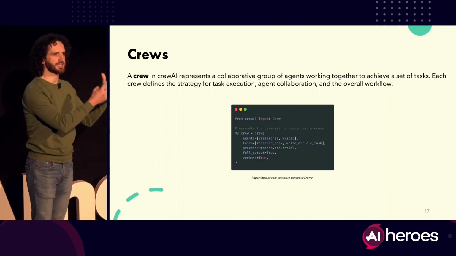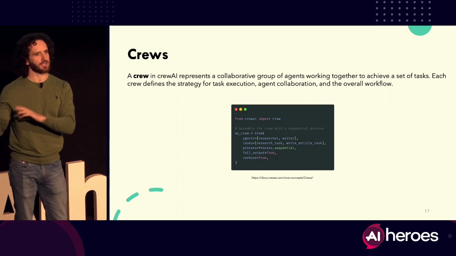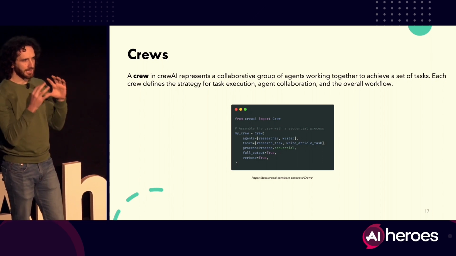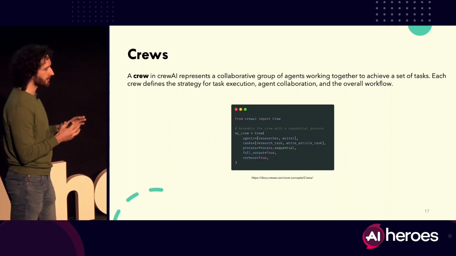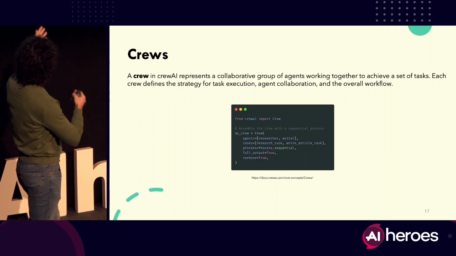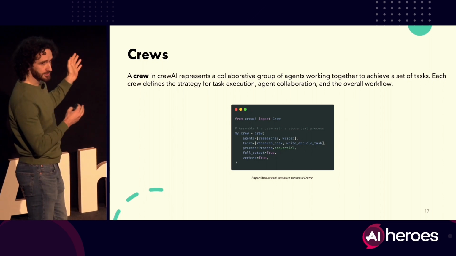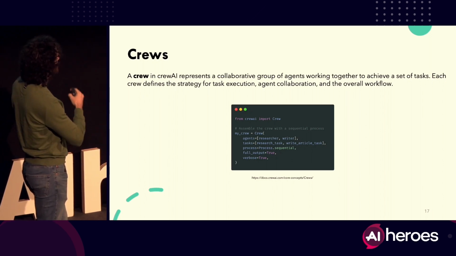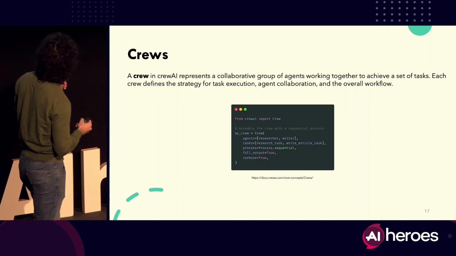With the crew, we're basically putting everything together. So we're saying, okay, I have a set of agents, I have the tasks that these agents have to perform, and I'm putting everything together within the crew. In the crew, I define the agents for the scope that I have in mind, the tasks, which kind of process the agents are going to work with, as we will see, and some other small parameters.